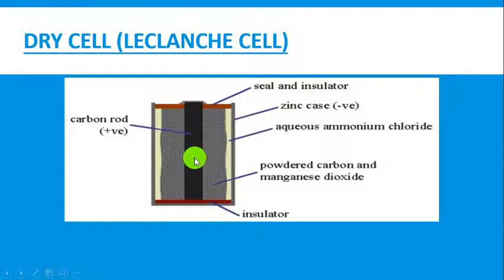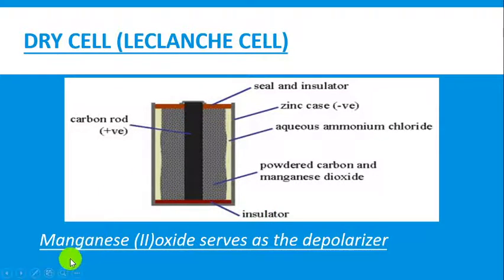Remember, the carbon is the positive terminal and the zinc is the negative terminal. So to create a kind of barrier so that the positive and negative terminals are not going to breach, that is why we have this insulator there. Another very important point you must know here is what is the depolarizer used for the Leclanché cell. The depolarizer used for the Leclanché cell is manganese 2 oxide. Unlike the Daniell cell, where we make use of copper 2 sulfate, what we make use of in this case is manganese 2 oxide, which serves as the depolarizer.